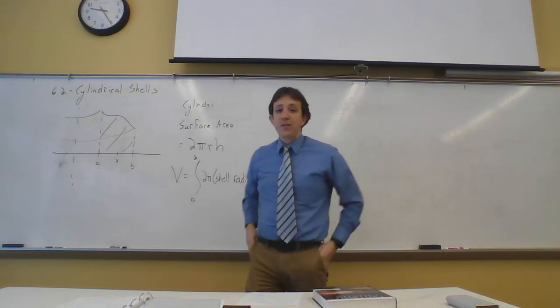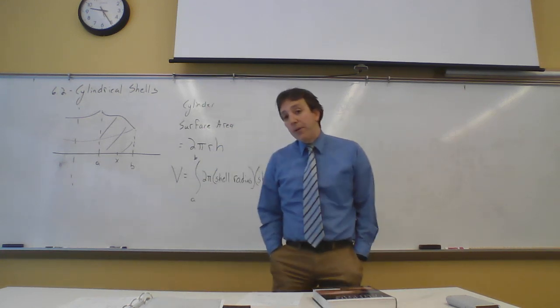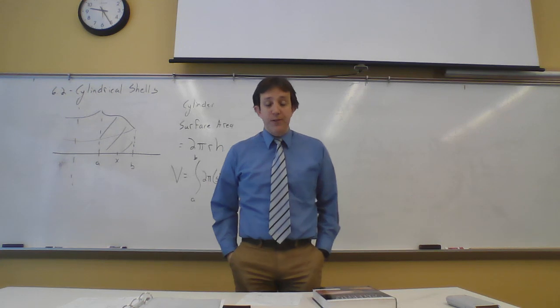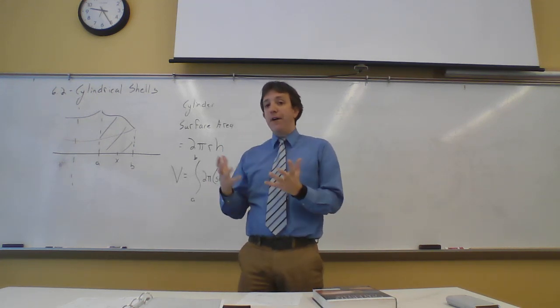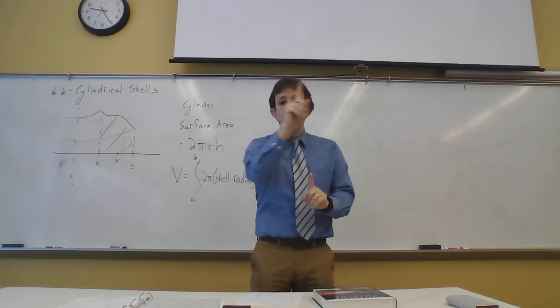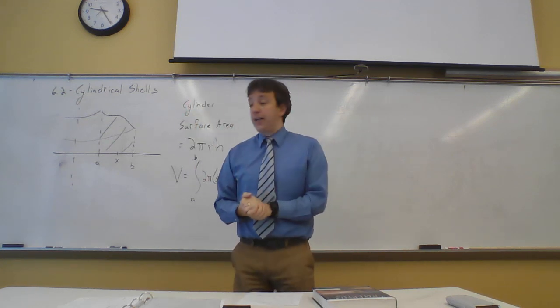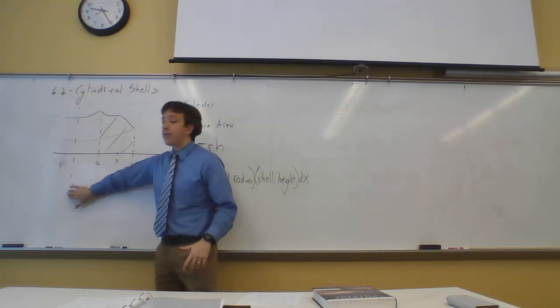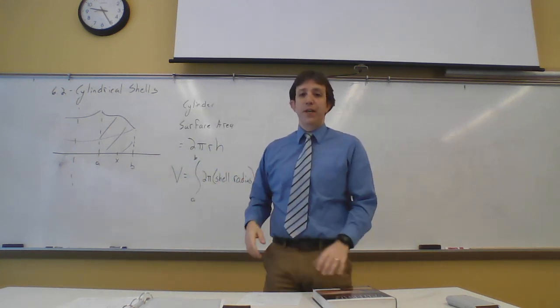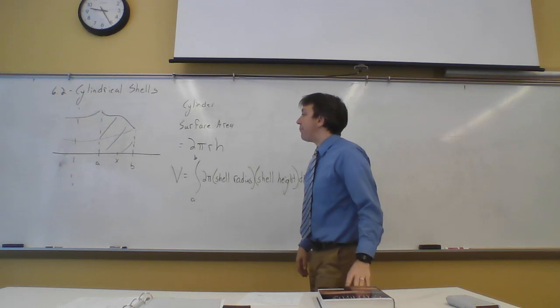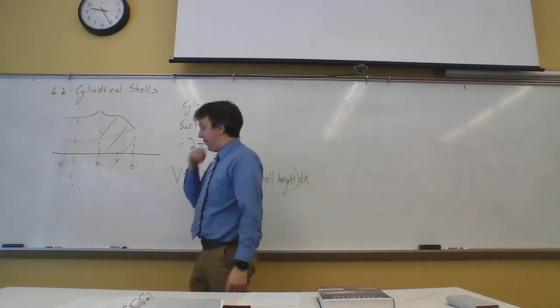Today we're looking at section 6.2 in our book, and we're going to be talking about cylindrical shells. As with section 6.1, we're going to have volumes here that are generated by rotating around a line. In this case, I have a vertical axis of rotation. We can have horizontal axes of rotation, and that's fine too. But basically, here's the idea.